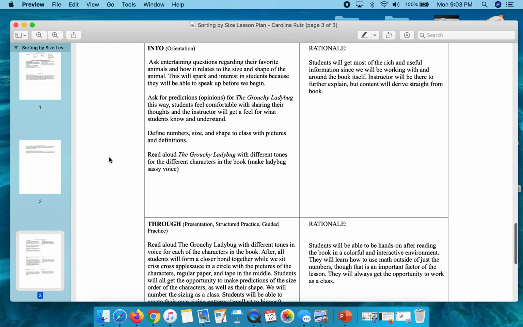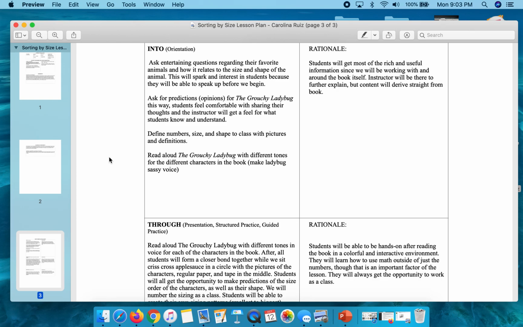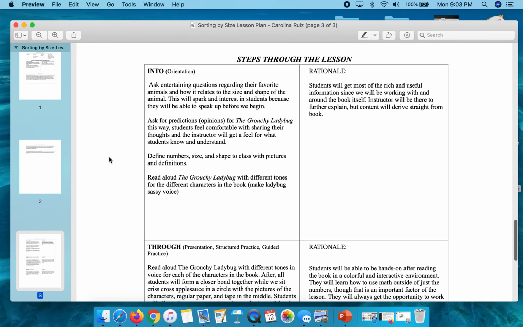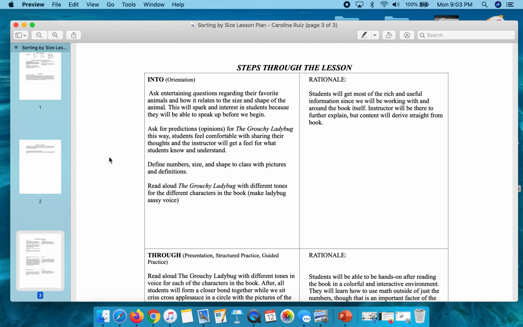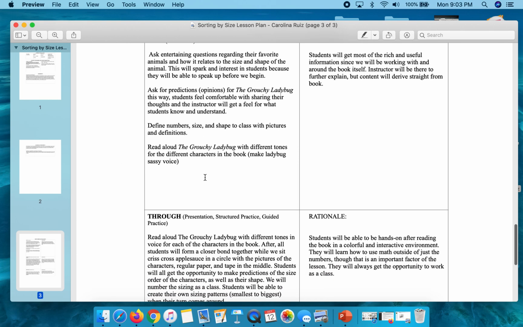Read aloud The Grouchy Ladybug with different tones for different characters in the book. Make a ladybug sassy voice. Because the ladybug is the main character, I want my students to know how stubborn they can be. Rationale. Students will get most of the rich and useful information since we'll be working with and around the book itself. An instructor will be there to further explain, but content will derive straight from the book.